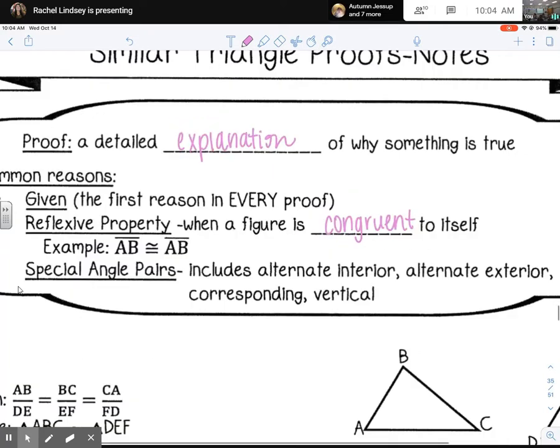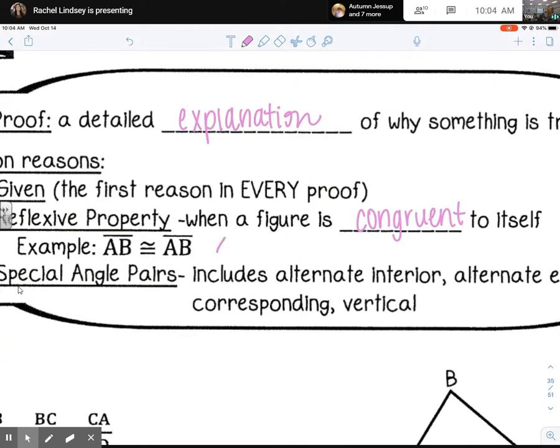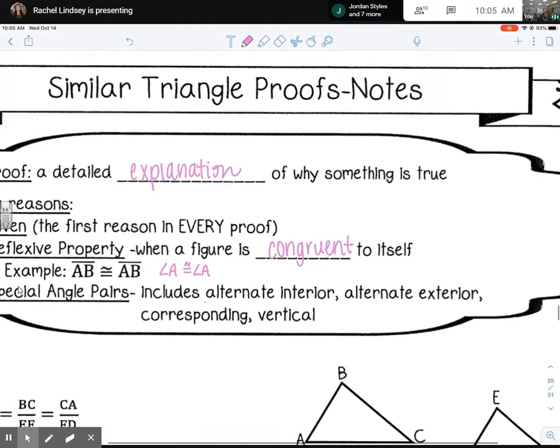And remember that can be with sides when two sides are shared, and it can be with angles. So we can have reflexive sides with congruent triangles, we can have reflexive angles with similar triangles. There can also be special angle pairs, which are the alternate interior. We don't really see alternate exterior too much. I don't know if there's any alternate exterior on this. Corresponding and vertical. So those are our most common reasons.